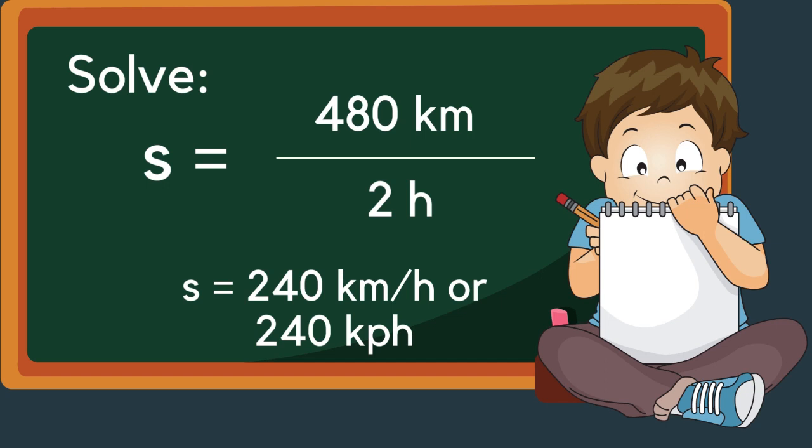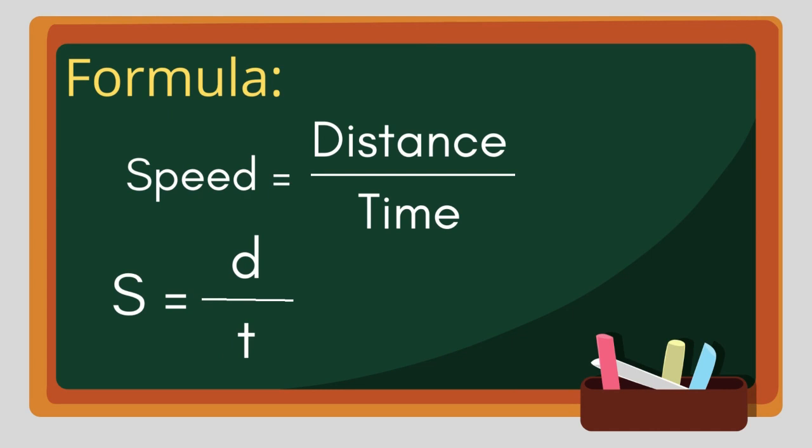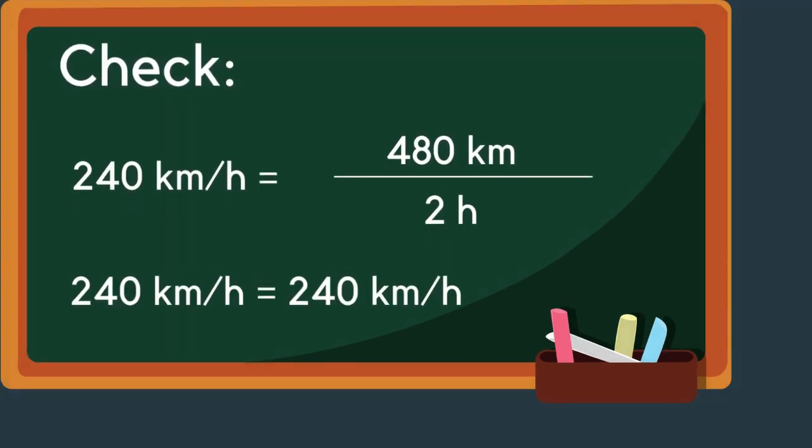Now let us divide 480 by 2. 480 divided by 2 equals 240. So our final answer is speed, or S, equals 240 kilometers per hour, or 240 kph. Now let us check our answer. In checking, let us use the formula and substitute the value for each term. The formula is S equals d over t. Now let us substitute the value of each term.